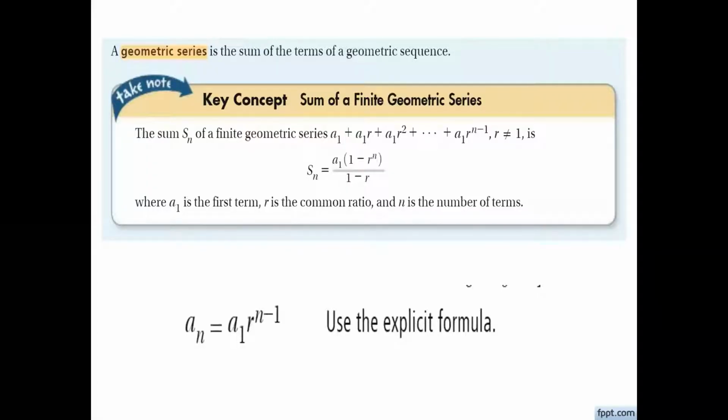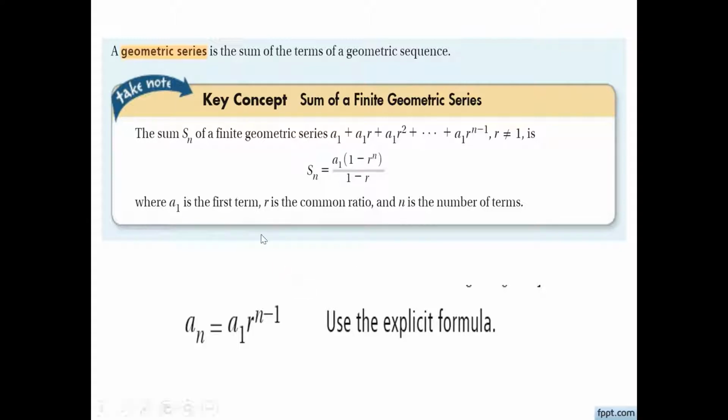Again, a geometric series is the sum of the terms of a geometric sequence. A geometric sequence has a common ratio, unlike the arithmetic series that has a common difference. Again, a geometric series is the sum or total of the terms of a sequence. Now, in geometric series, we will use this formula: S sub n equals a sub 1 times 1 minus r raised to n all over 1 minus r, wherein a sub 1 is our first term, r is our common ratio, and n is the number of terms.